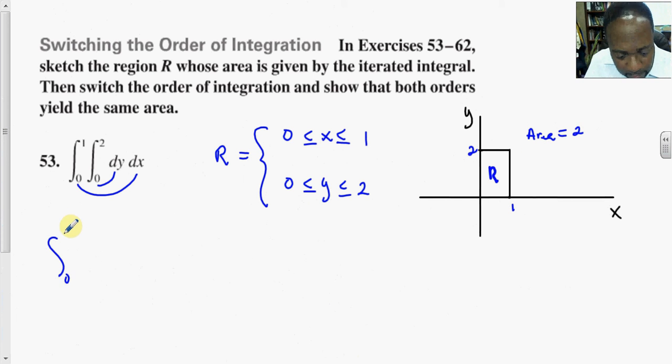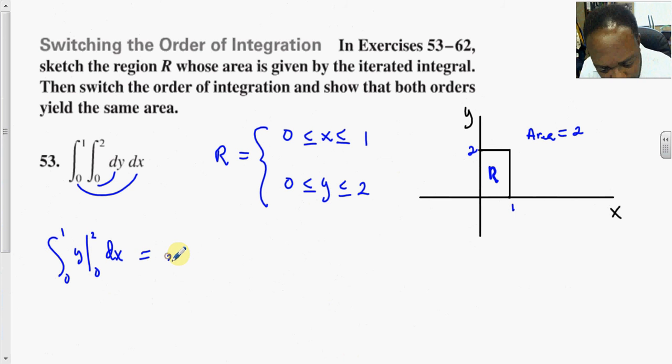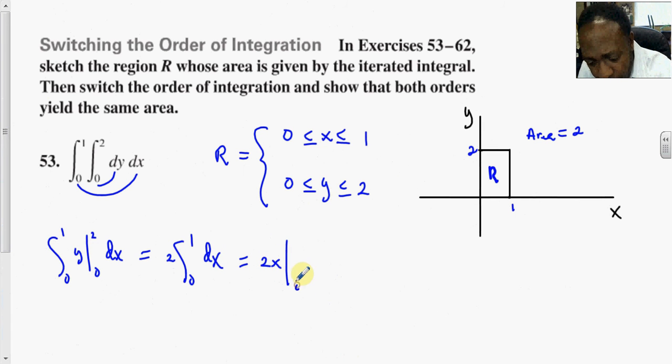So over here we have the integral from 0 to 1. We'll integrate from 0 to 2. This integral dy, that's y evaluated from 0 to 2 dx. So it just gives us 2 times the integral from 0 to 1 dx. So that gives us 2x evaluated from 0 to 1. That's just 2.